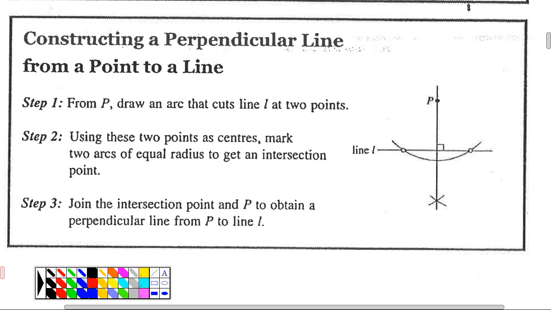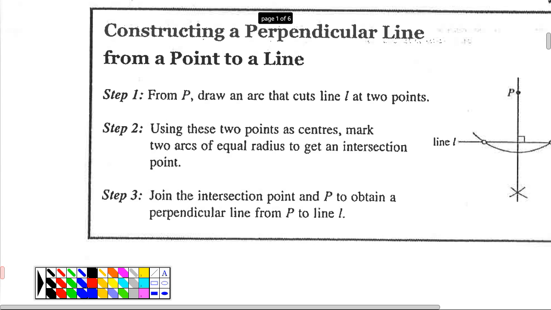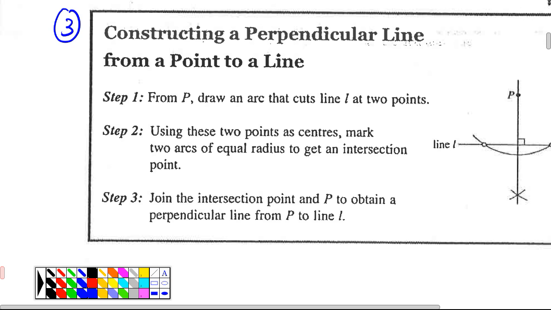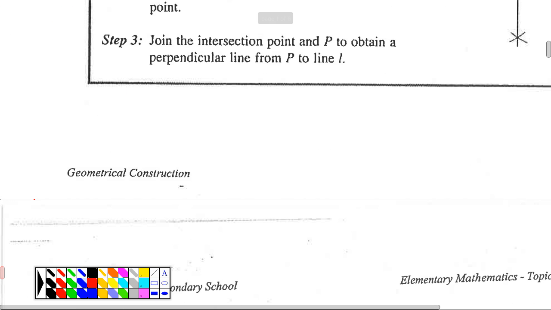Now next one, the third one. I want you to draw a line below and draw a dot on top. What number 3 wants you to do is to draw a line that is perpendicular from this point to this line. How do you draw? Or just from point P then just draw? No.